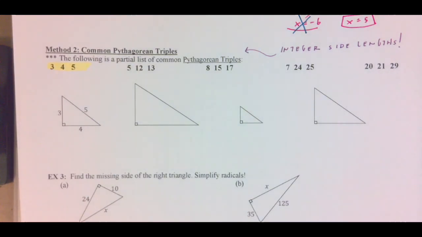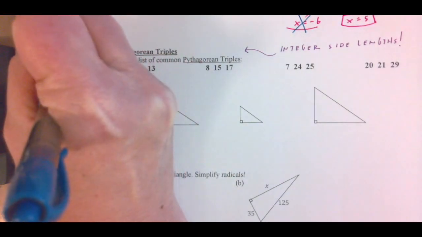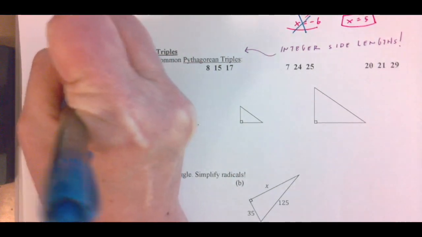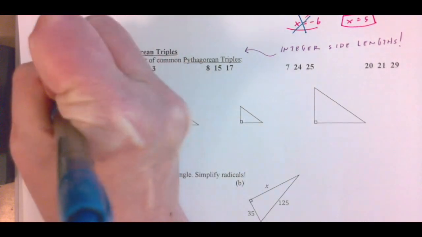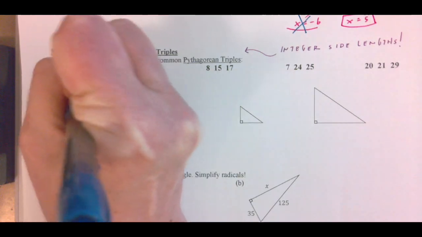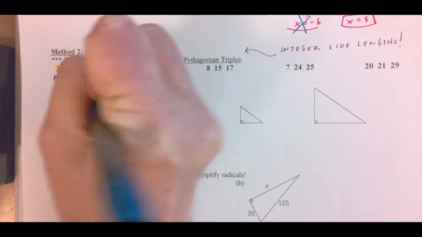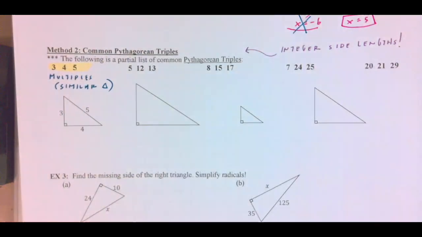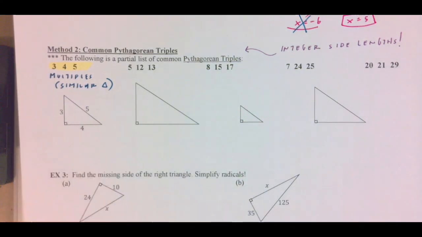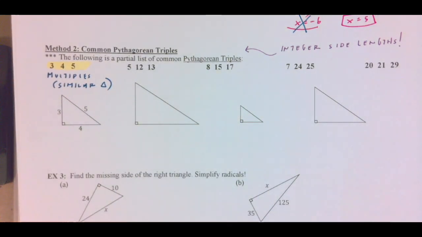I said that on the other side, let me write it here. I can create multiples where I have triangles that are similar. I can take this triangle, I can scale it up, I can shrink it down. That means that the sides are proportional. They have the same ratio and the angles are congruent.